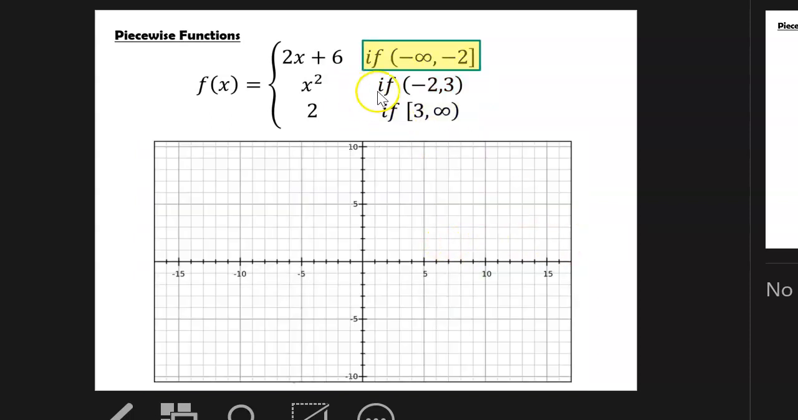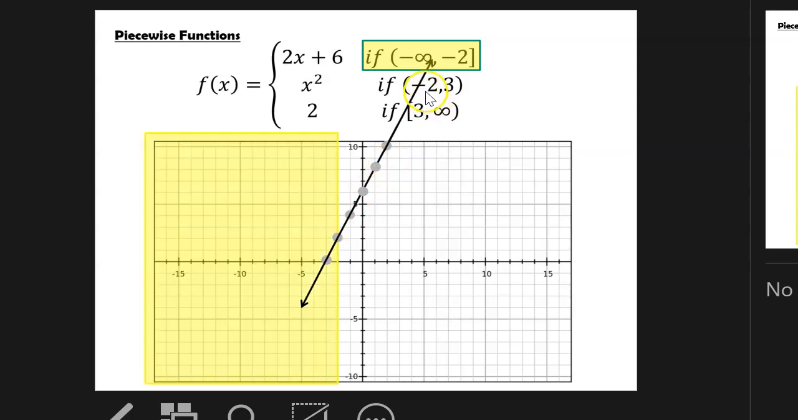So let's start off with 2x plus 6. Here is the line y equals 2x plus 6. That's great if I graphed it over its domain, negative infinity to positive infinity. However, I only want to graph it between negative infinity and negative 2. So all this other graph that's outside, I'm simply going to take and throw out. This is the only piece of the graph that I really care about, because the piecewise function says only graph it from negative infinity to negative 2.